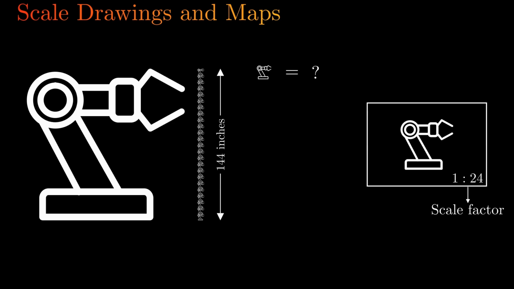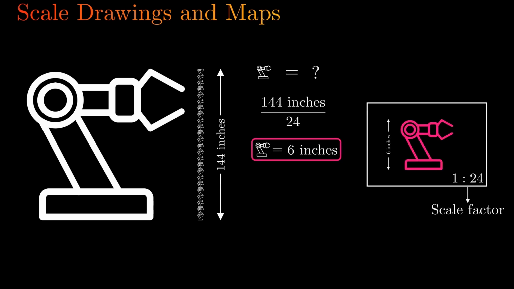Since we're going from the big object, the giant robot, down to the small object, the toy, we need to make the number smaller. In math, when we scale down, we divide. We take the real height and divide it by that scale number, 24. If you calculate 144 divided by 24, you get exactly 6. So, your robot action figure will be 6 inches tall.